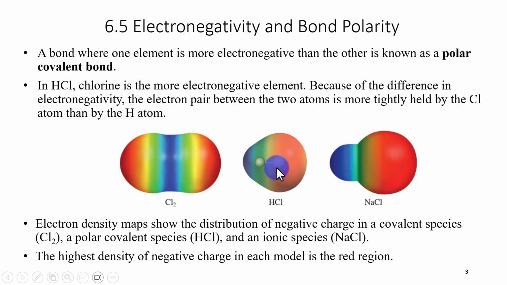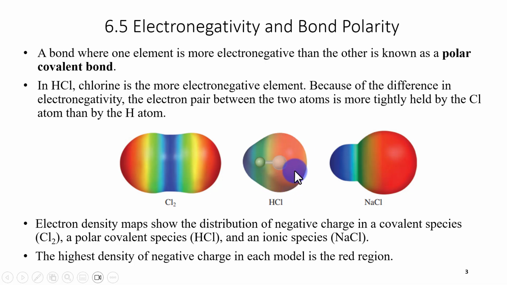That means that chlorine is going to gain somewhat of a negative charge because it now has an extra electron that is not its own. It's the hydrogen's electron. And so it gains a little bit of a negative charge. Now, it's not a full negative charge like an ionic species, because we don't have a complete transfer from the hydrogen to the chlorine of that electron. They're still sharing them, but that electron spends a lot more time around the chlorine than it does around the hydrogen. And we can talk about partial charges here.